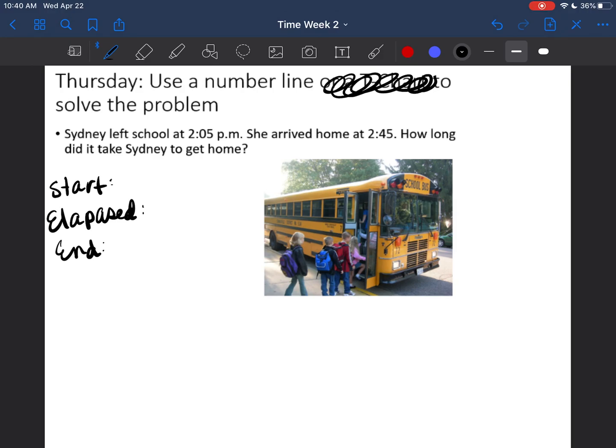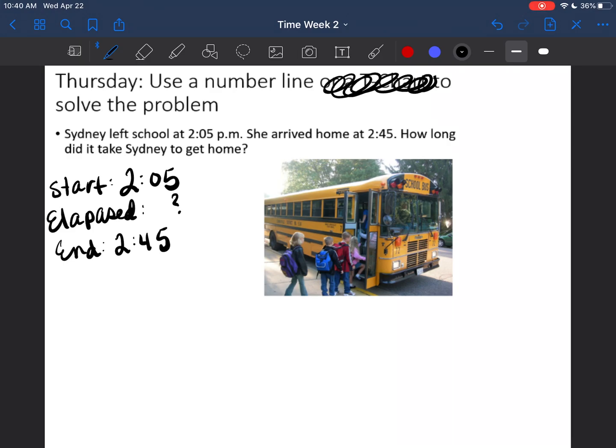Sydney left school at 2:05. So what time was it when Sydney left school? It was 2:05. She arrived home at 2:45. So what time was it when she got home? 2:45. How long does it take Sydney to get home? So I'm again looking for that elapsed time.